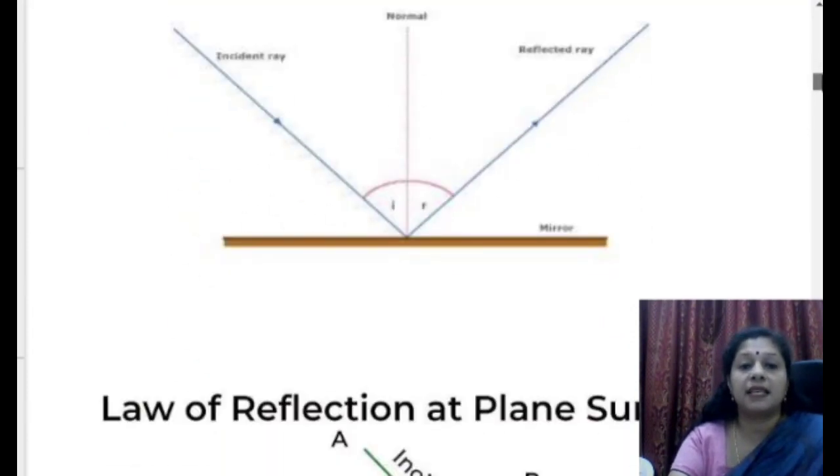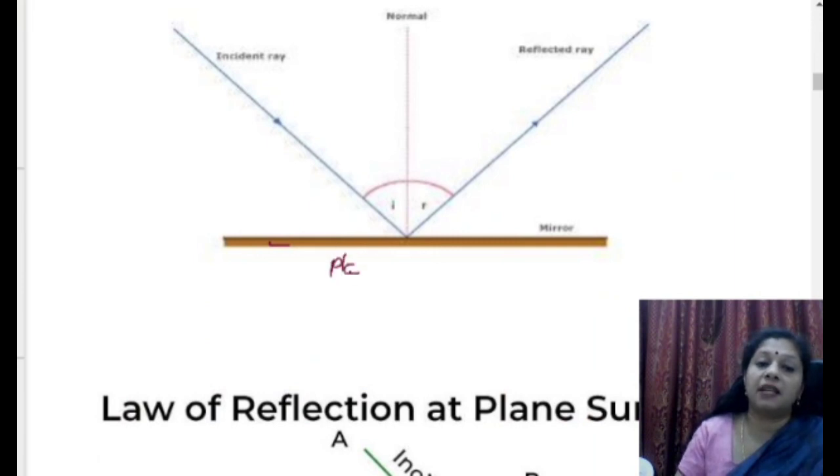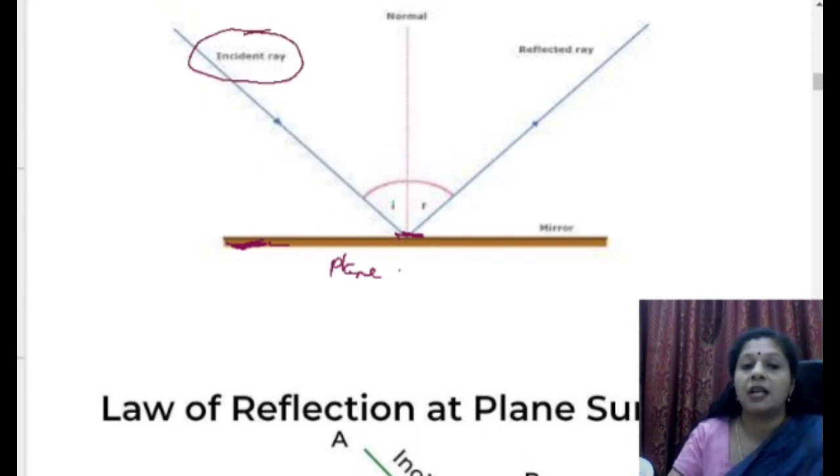So here you can see a diagram where this is a surface or a plane. Here is a brown shade on the other side. That means that side is not the reflecting surface. So this is the reflecting surface. You can see a ray falling on it. This is called an incident ray. It is falling at this point, but it is not able to go through the medium since it is opaque. So it is reflecting back. The light ray which is reflecting back is called a reflected ray.